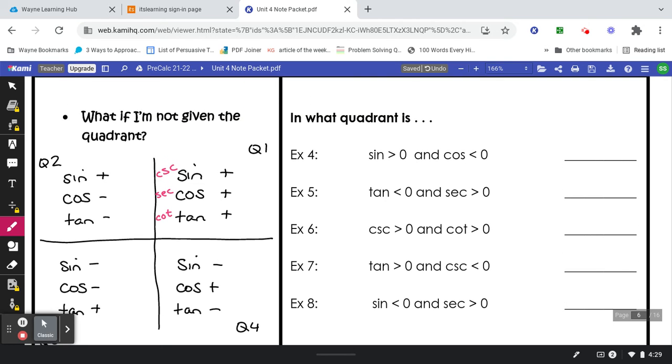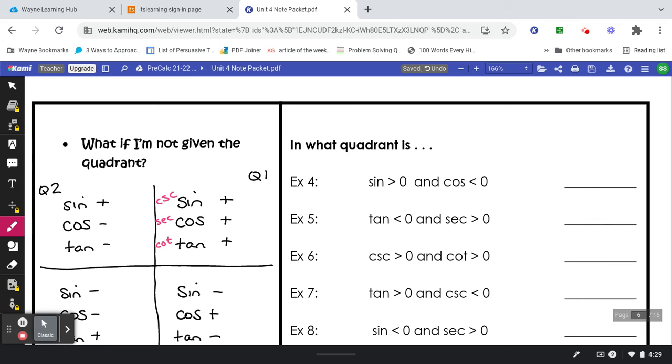And then we have to remember our greater than and less than symbols. So this one is your greater than. And of course, this one would be your less than. And they're always going to tell you whether these are greater than 0 or less than 0. In other words, positive or negative.